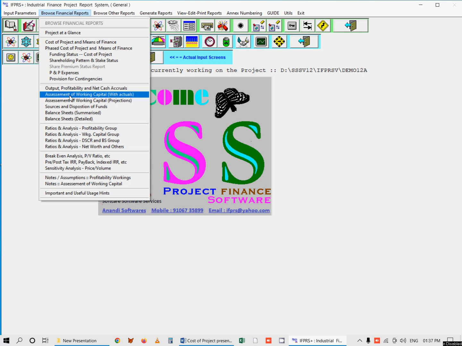Assessment of working capital 1. As actuals moving into projection, 3 plus 3 year format, with holding periodicity structure of current assets, current liabilities, as a 3-year actual moving into 3-year projections.